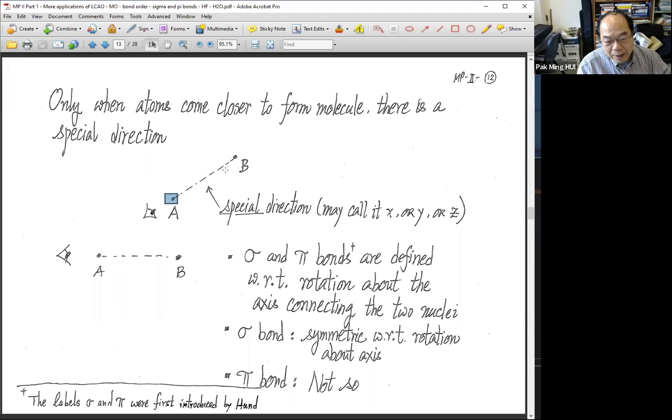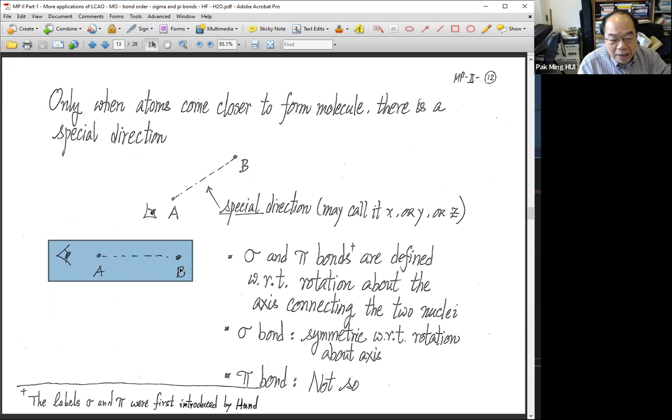So we have atom A, we have an atom B. It doesn't matter where it sits. Once there is a label, then there is a special direction. You may call it whatever you like, doesn't matter, but one direction is special. So now I rotate this so that I can draw it more easily. I can call it X. Therefore, the X direction will have something special that define what is the sigma bond and what is pi bond.